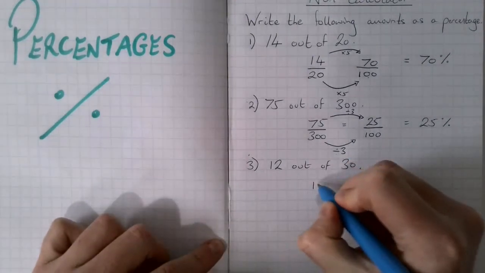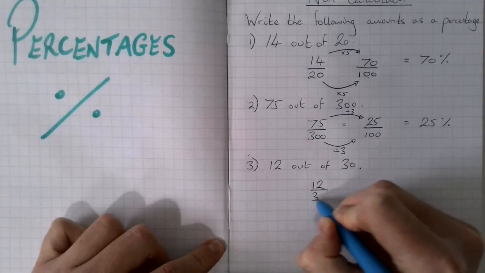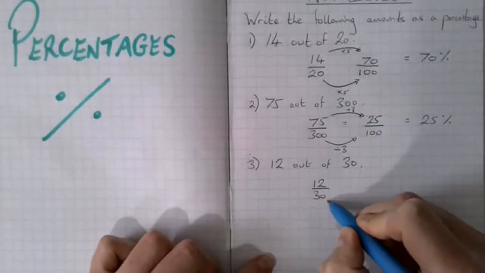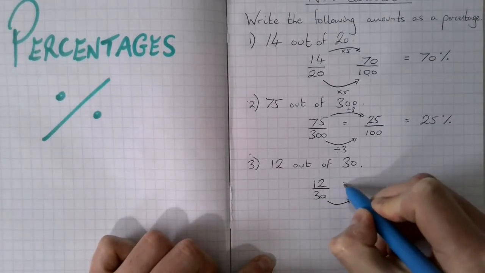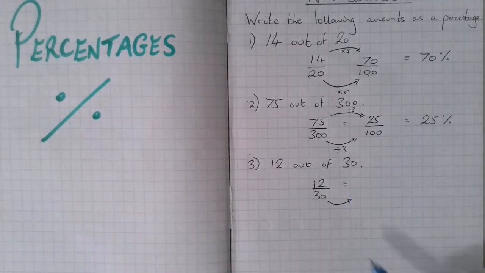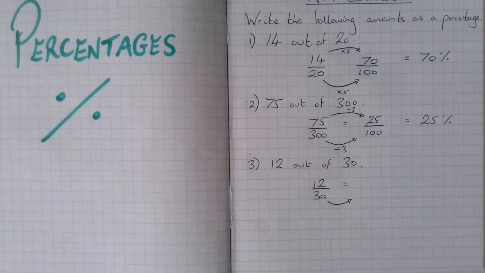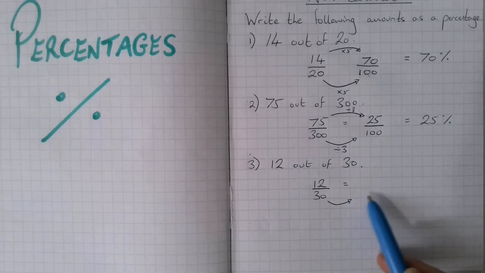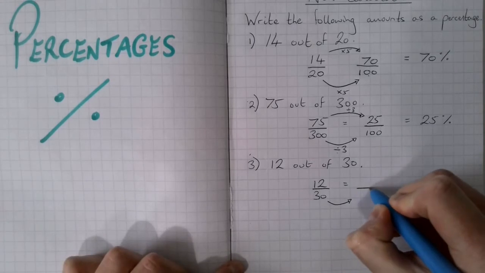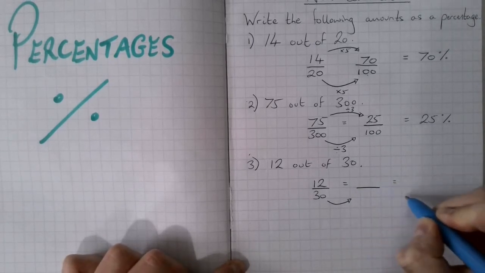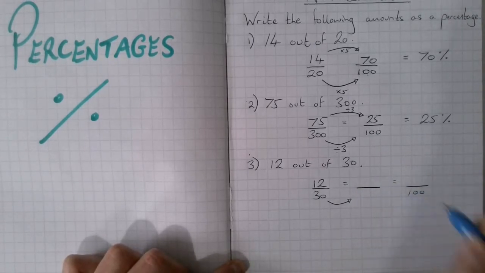And I'm still going to write my 2 numbers as a fraction, so 12 over 30 or 12 out of 30. But this time, 30 doesn't easily go into 100. If I do 30 times 3, well, that's 90, but 30 times 4 is 120, so it's not going to be easily multiplied to make 100. So this time I need a middle step. I need a different fraction in here before I make it into 100.